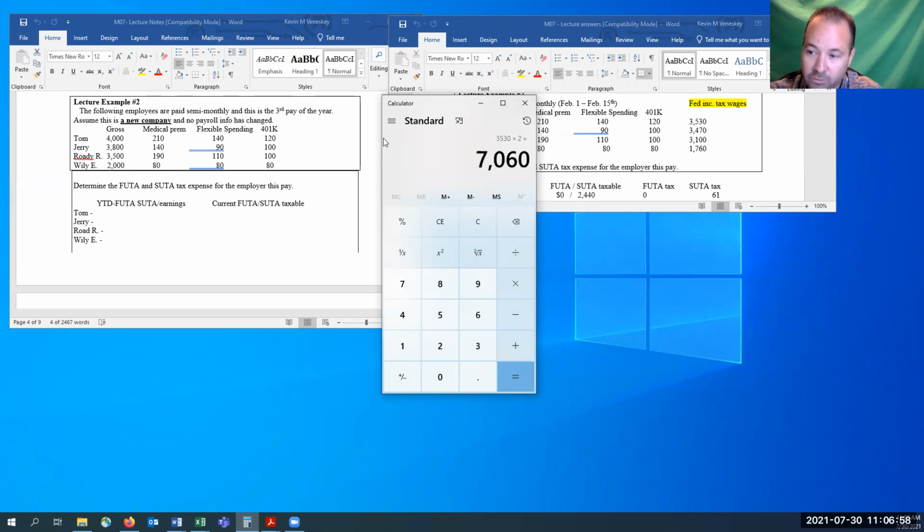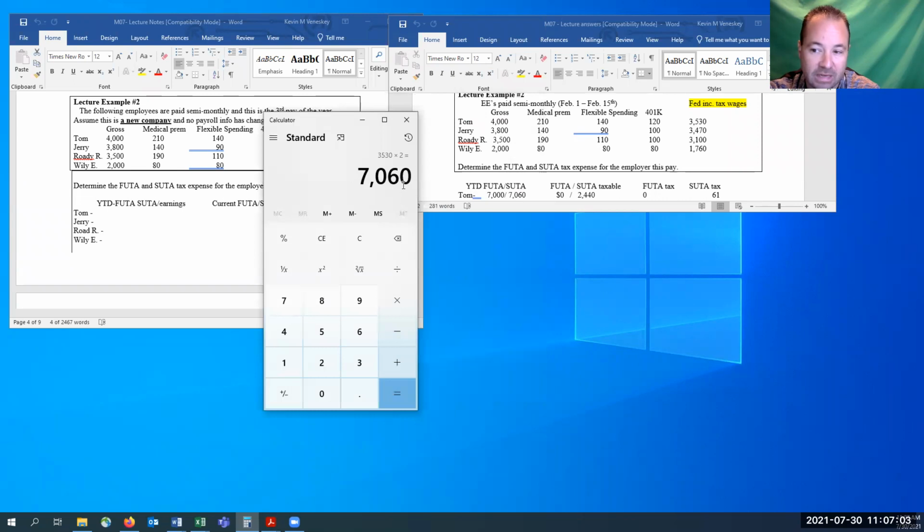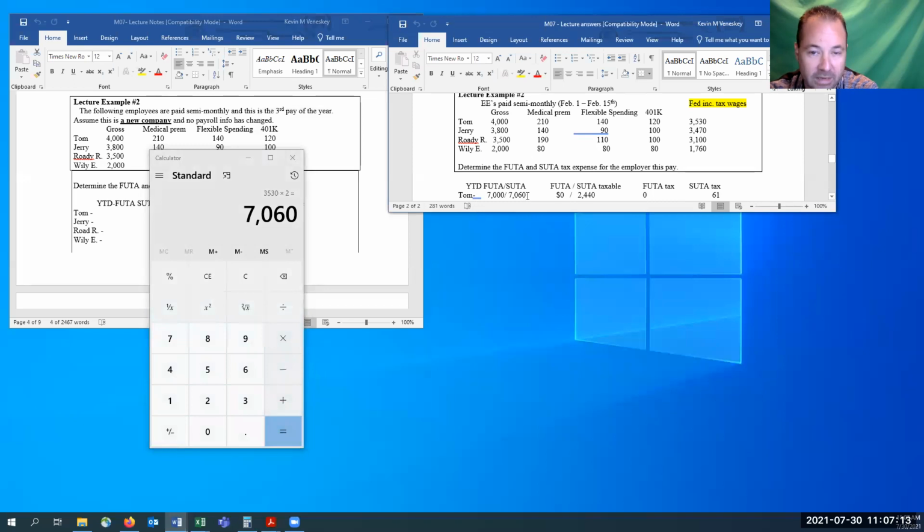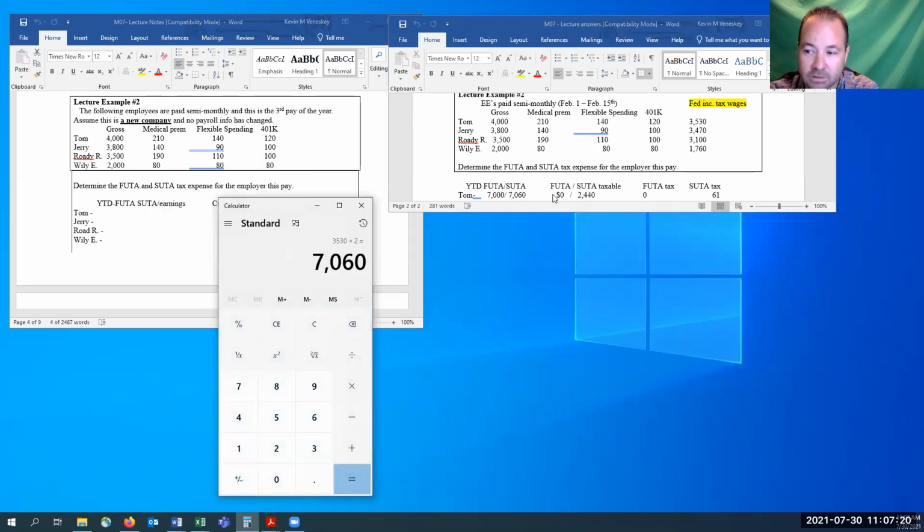So we take that times 2 for 2 pays. He's just over the cap, 7,060. So his year to date for FUTA, we can't go over the cap. So that's 7,000. And the SUTA rate, we haven't quite hit it yet. Now, what we need to do to figure out the taxable wages for this period. All right, we've already hit the FUTA cap, so nothing left for FUTA. For SUTA, we're going to need to do our step 1, step 2.